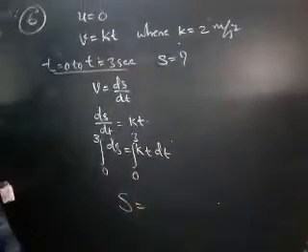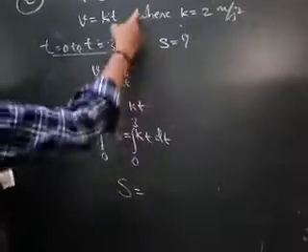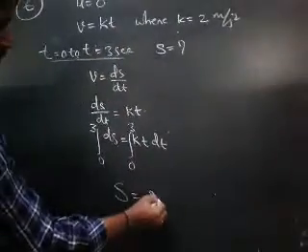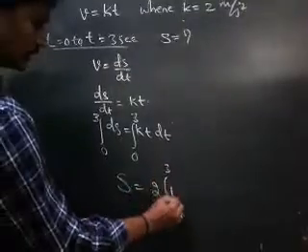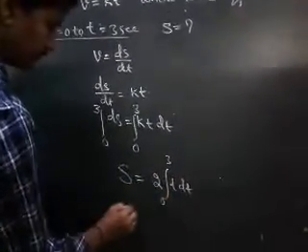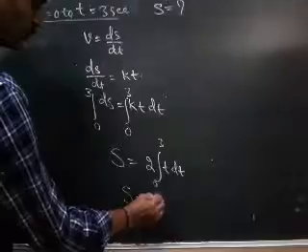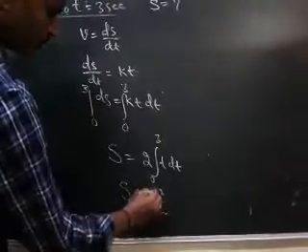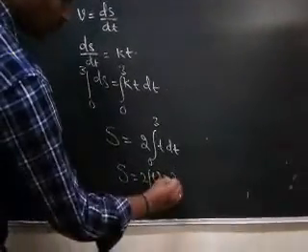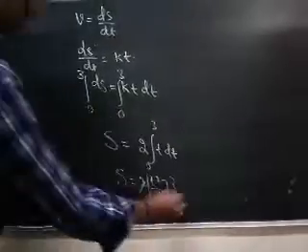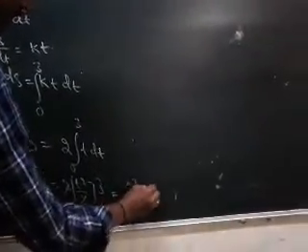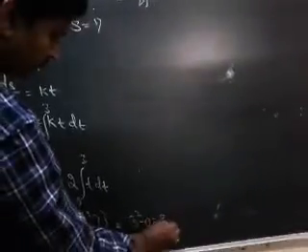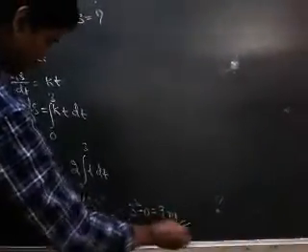Therefore s is equal to k, substituted, times the integration from 0 to 3 of t dt. Therefore s is equal to 2 into t square by 2, from 0 to 3. The 2s get cancelled, then that is 3 square minus 0, that is 9 meters displacement.